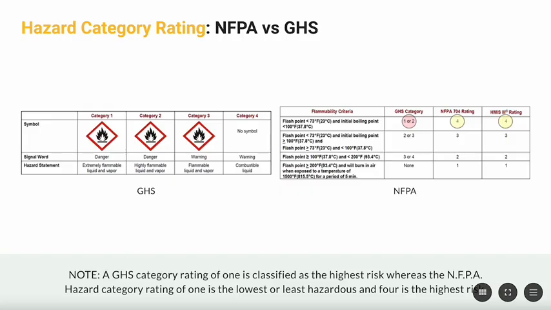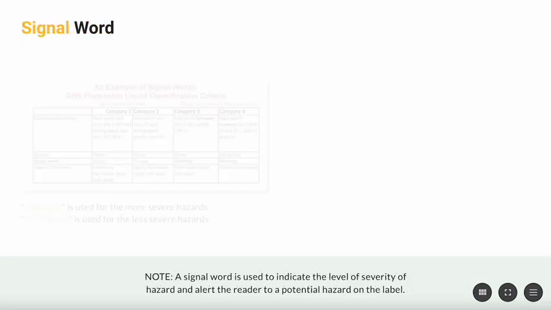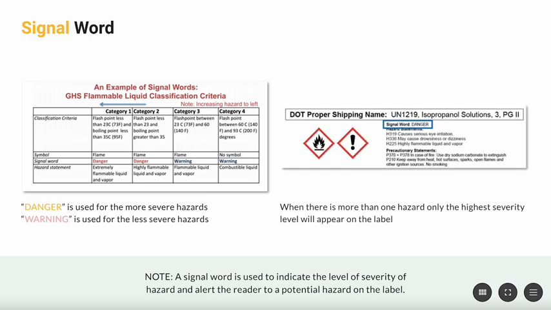For example, a GHS Category 1 substance would be considered extremely hazardous according to the GHS system, but would be rated as a 4 on the NFPA scale, which indicates that it is a severe hazard. It is important to understand the differences between these systems and to use the appropriate system when evaluating the hazards of chemicals. A signal word is used on chemical labels to indicate the level of severity of a hazard and alert the reader to the potential hazard.